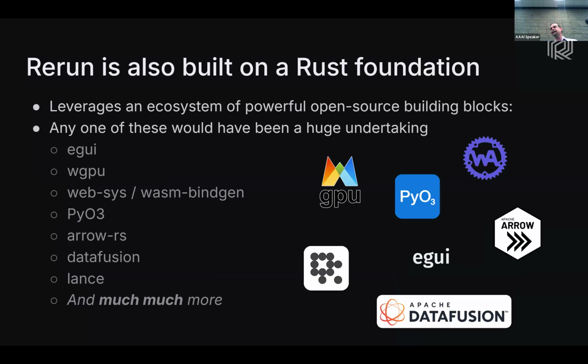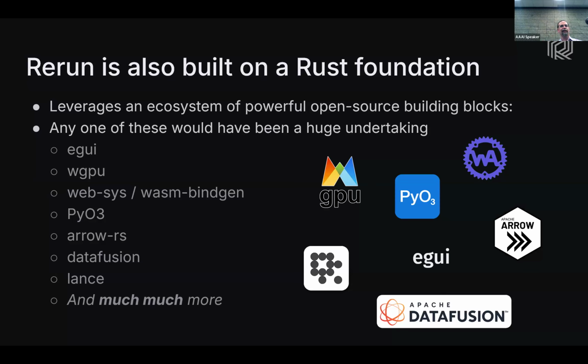And then Rerun is built on a Rust foundation, right? We didn't build the whole thing from scratch. There are a lot of powerful, open source building blocks in the Rust ecosystem, any one of which would have been a huge undertaking for us to tackle. I'll run through these somewhat quickly. But egui is a fairly common Rust GUI framework. It's actually developed by our co-founder Emil, and we're using Rerun as an opportunity to push the egui project itself forward as well.